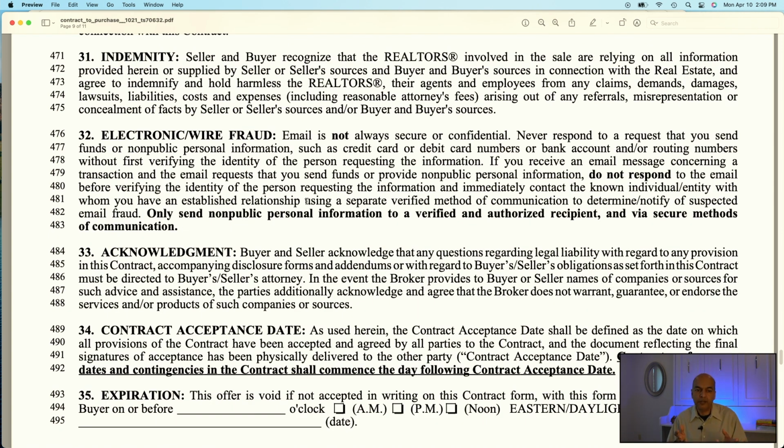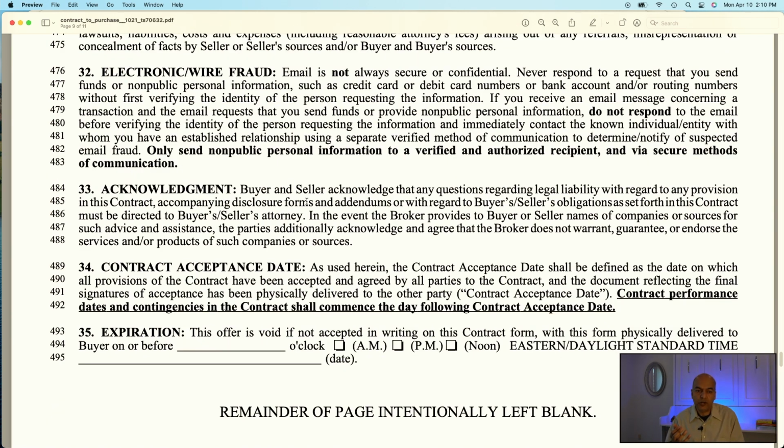Paragraph 31, indemnity. The seller and the buyer recognize that there are realtors involved in this transaction, and they're agreeing to indemnify and hold harmless the realtors, their agents, employees from any claims, demands, damages, lawsuits, liabilities, costs, and expenses arising out of a claim by the buyer or the seller. So basically, if it's settled between the seller and the buyer, the real estate agents will be held harmless under this clause.